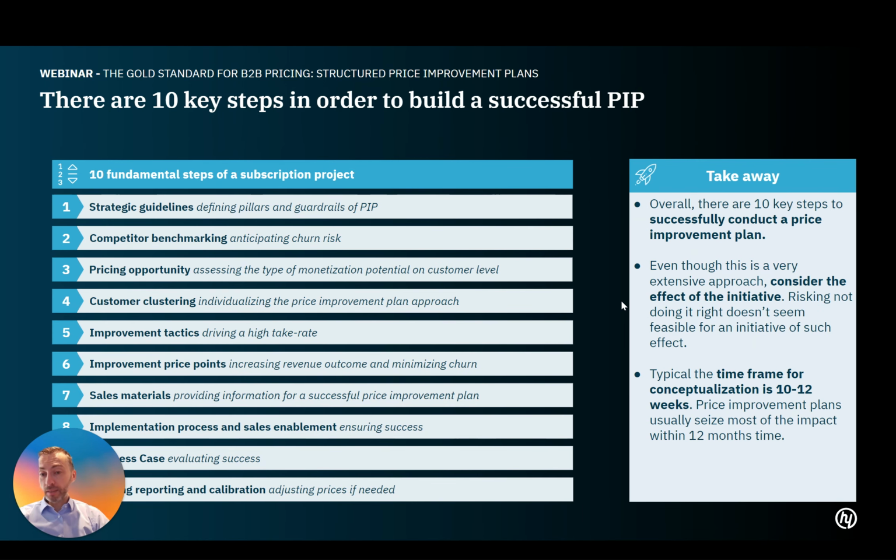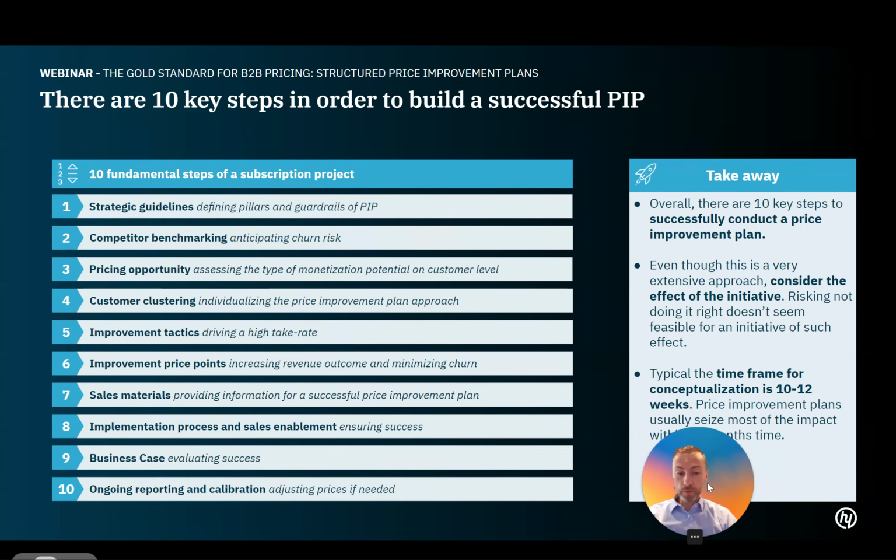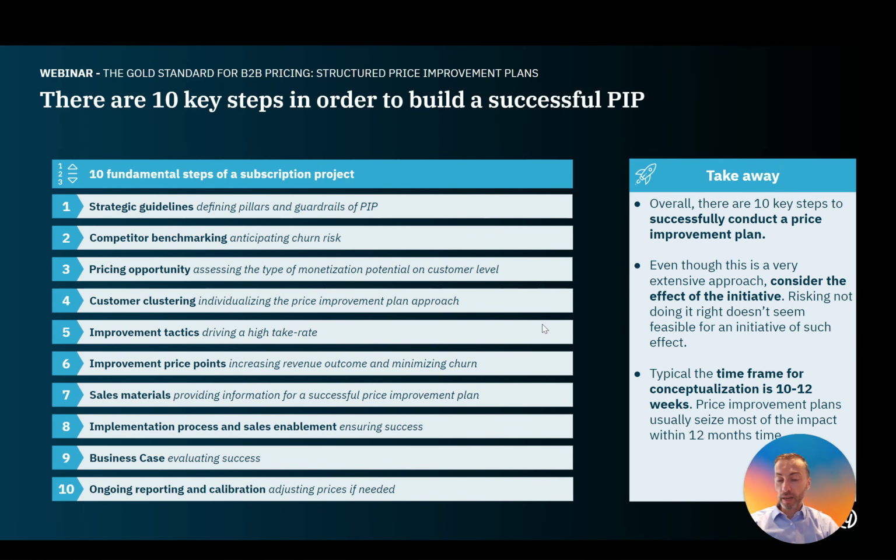In total, we have 10 different steps of such a project. It starts with strategic guidelines. What are the opportunities? Then we conduct competitive mystery shopping or benchmarking. Then we define what we want and can do on each customer level. Then we cluster our clients to make it a little less complicated than touching every customer individually. Then we develop, in step 5, improvement tactics. We optimize every single price point for each client. We develop sales material to ensure that the sales team is properly trained and prepared.